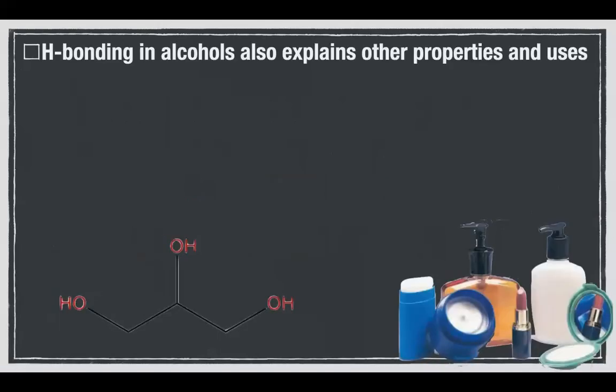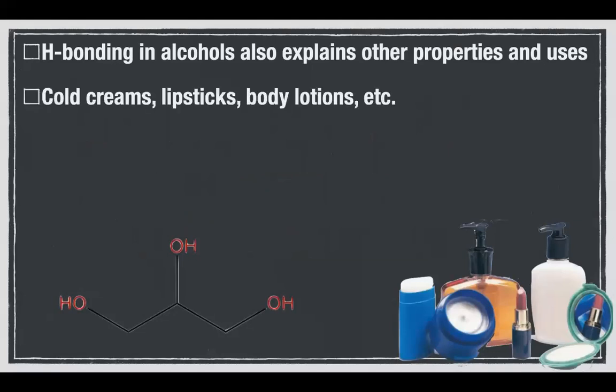The hydrogen bonding in alcohols also explains its other properties and uses. For example, in cold creams, lipsticks, body lotions, etc. Alcohols are used heavily in cosmetics because they have this hydrogen bonding. Because of the polarity, it helps in products where moisture is a benefit.